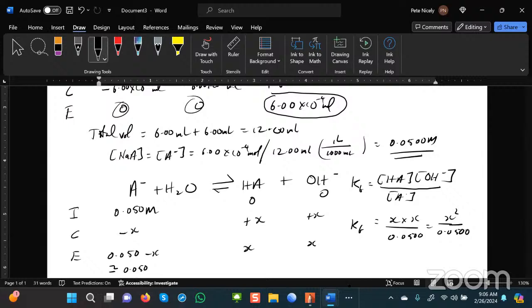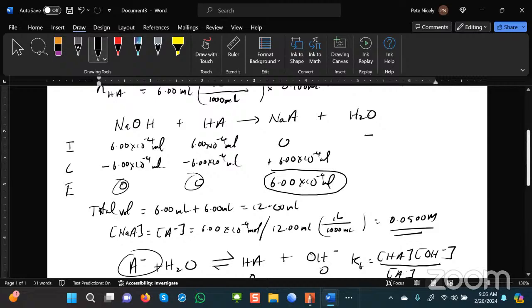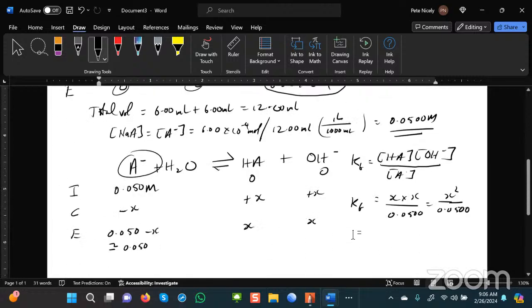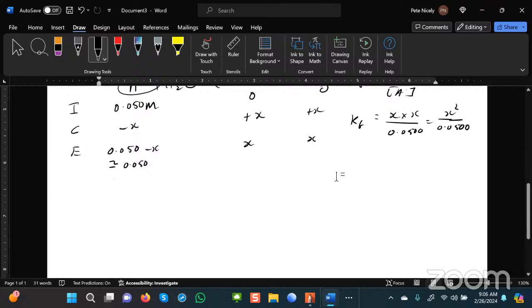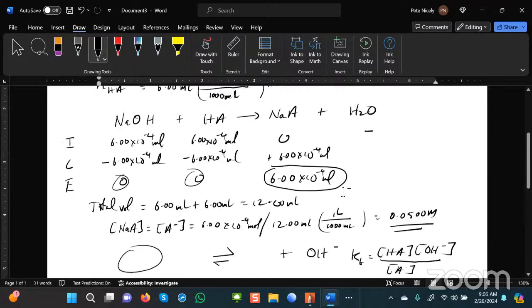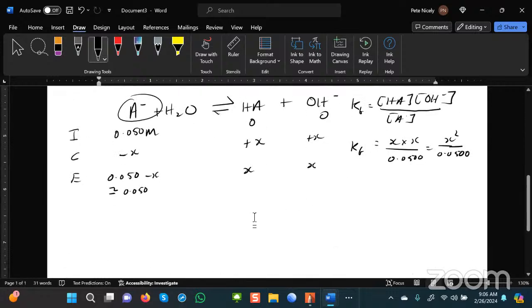Because Kb would be for the A minus, but you will not be able to find Kb in most tables for this particular conjugate base. However, the question did give us the Ka for the acid, right? So how would you find Kb? They gave us Ka is equal to 1.52 times 10 to the minus 5. So that's a Ka for the acid. So how would you find the Kb for the conjugate base?